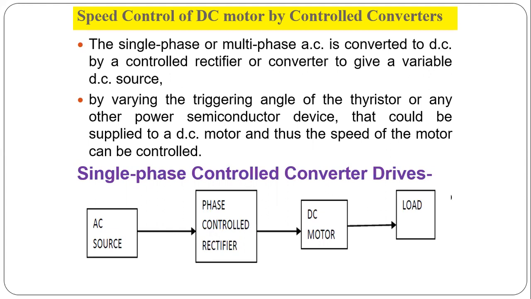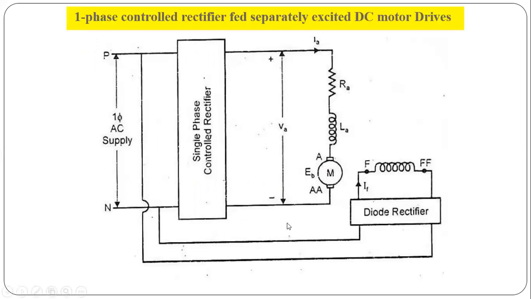According to the block diagram you can see here, this is the AC source, this is the phase control rectifier, this is the DC motor connected, and this is the load. This is the functional block diagram of the single phase control converter drive. This is also the single phase control rectifier fed separately excited DC motor drive.